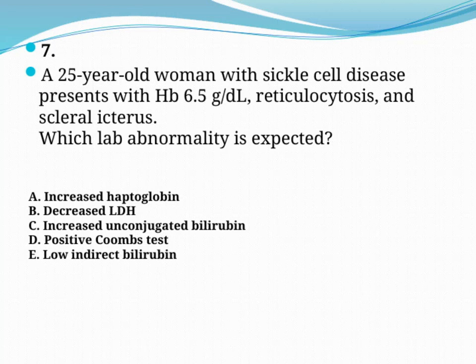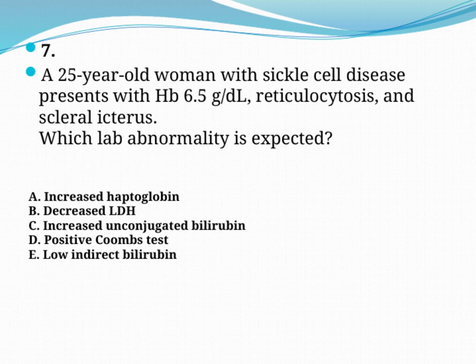Let's analyze what we expect in this case. The woman has sickle cell disease, which often causes hemolysis, leading to anemia and jaundice. Her hemoglobin is quite low at 6.5 grams per deciliter, and she shows signs like reticulocytosis, which indicates the bone marrow is responding by producing more red blood cells. Scleral icterus also suggests increased bilirubin levels.